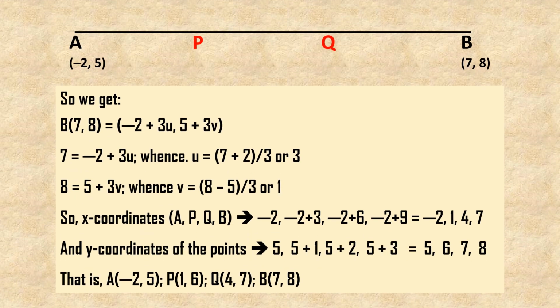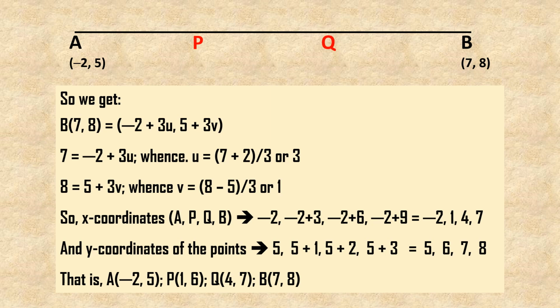So, we get point B, 7, 8 is equal to -2 plus 3u, 5 plus 3v. Equating the values, we get 7 is equal to -2 plus 3u, giving u is equal to 3. Also, 8 is equal to 5 plus 3v, giving v is equal to 1. So x-coordinates would be, in order, -2, 1, 4, 7. And y-coordinates would be, in order, 5, 6, 7, 8.